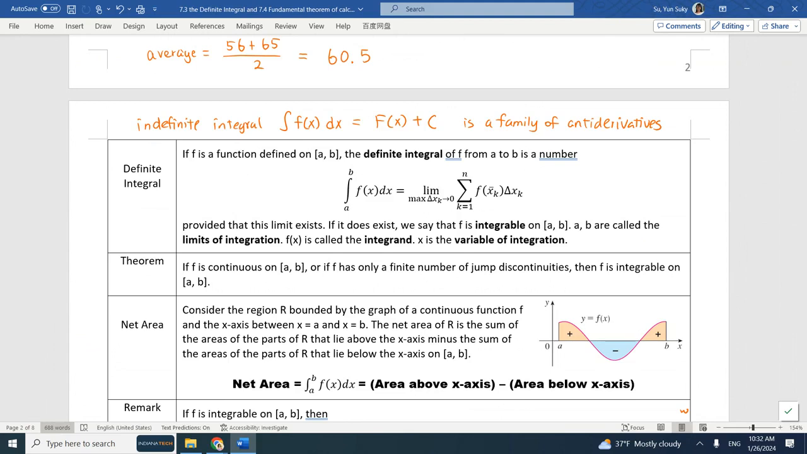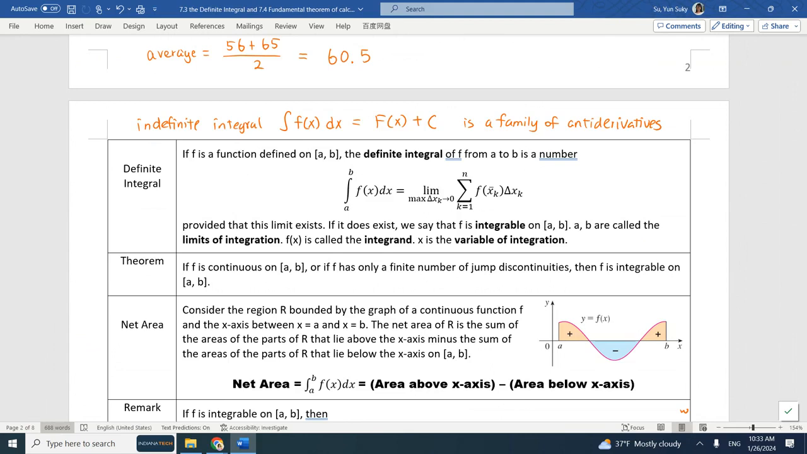The Riemann sum tells us that we can take n goes to infinity, but actually the general Riemann sum is you don't restrict all the rectangles to have the same width. You can allow them to have different widths, but you need all of the widths to go to 0. Okay, this is a general Riemann sum, provided the limit exists. And if it exists, we say the function f is integrable on a, b. And a, b are called the limits of integration. f of x is called the integrand. x is the variable of integration. Right? So some terminology.